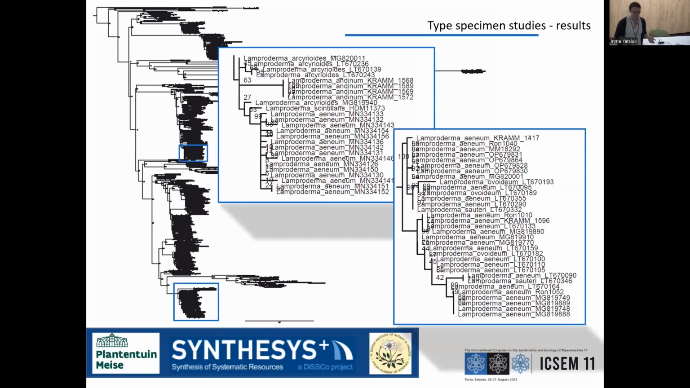But there is another place in our phylogeny where we have Lamproderma eneum, again a monophyletic clade of Lamproderma eneum. And where is the real one? The real one is here, because here is the sequence of the holotype. So with the holotype, we can really calibrate the phylogeny, because it defines the place where the real specimen is.